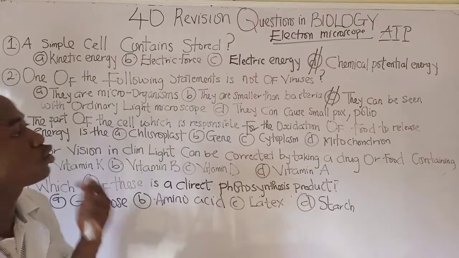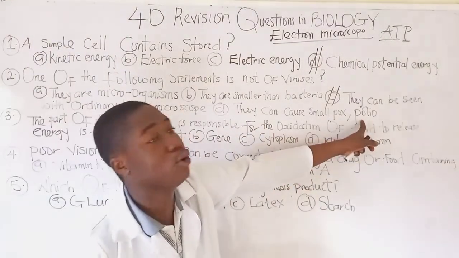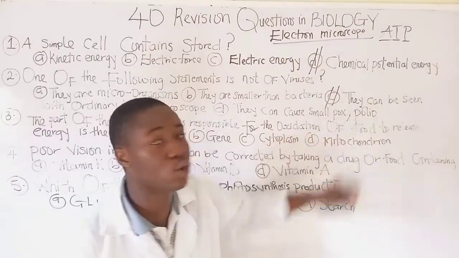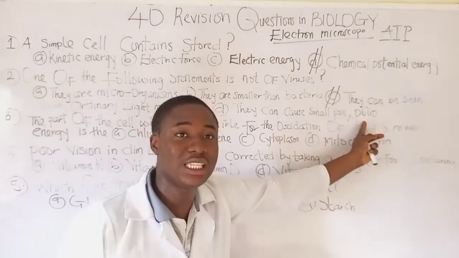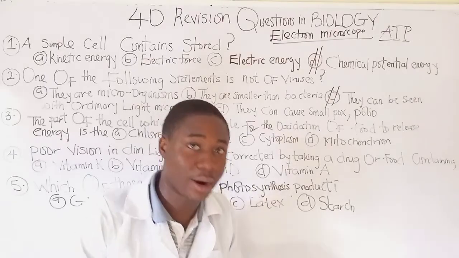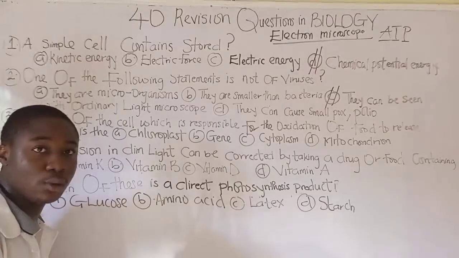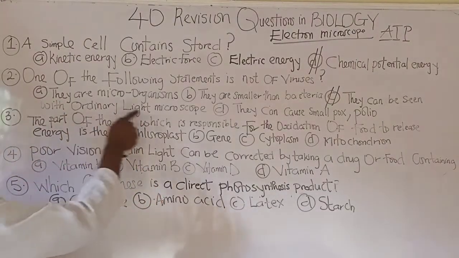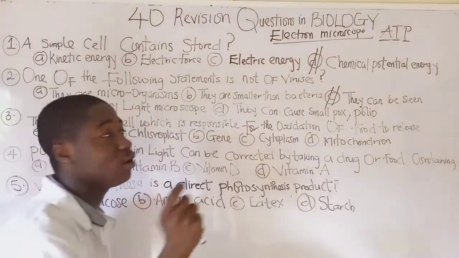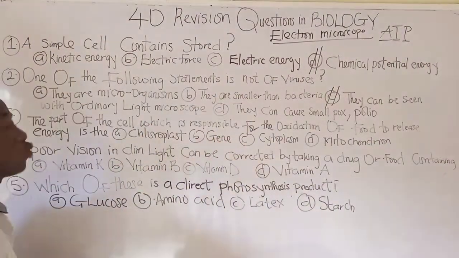Yes, viruses can cause smallpox, which is caused by a virus called the pox virus, and also poliomyelitis, caused by the polio virus. It must be noted that poliomyelitis is also called infantile paralysis. So the best answer is option C, because they can't be seen with an ordinary light microscope. They are seen with the aid of an electron microscope. Now let's proceed to question 3.